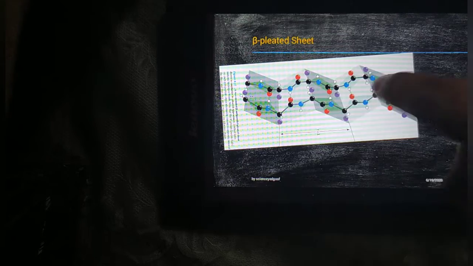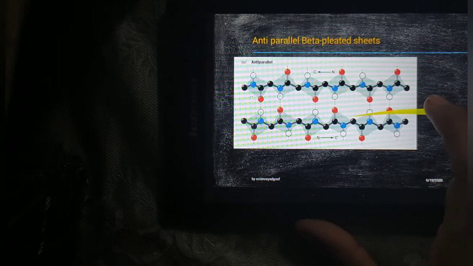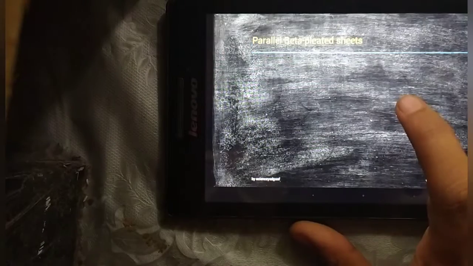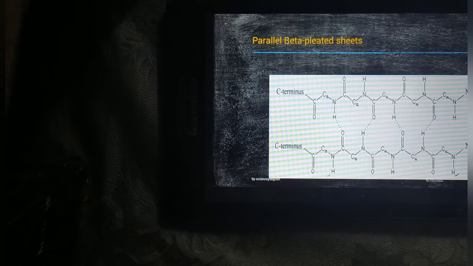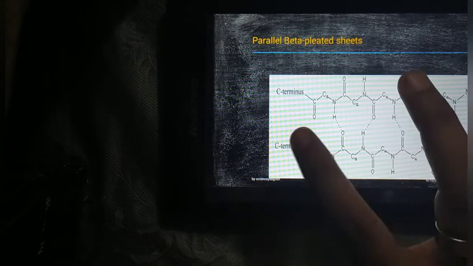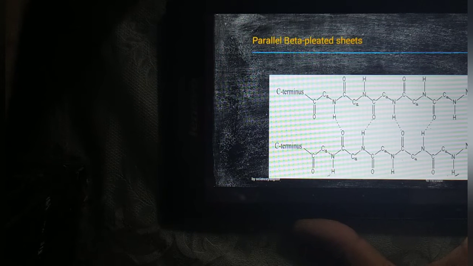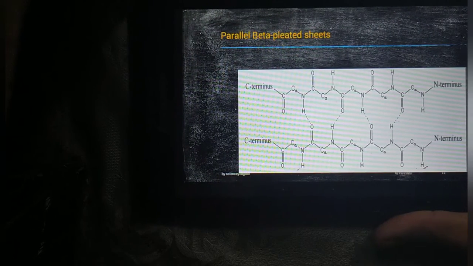This is another diagram where you can actually see the hydrogen bonds in the parallel beta sheet. You can see the N and the C terminal, and this is how the bonding takes place in a parallel beta sheet. The main thing you have to remember is that the N and the C terminal are in the same direction.